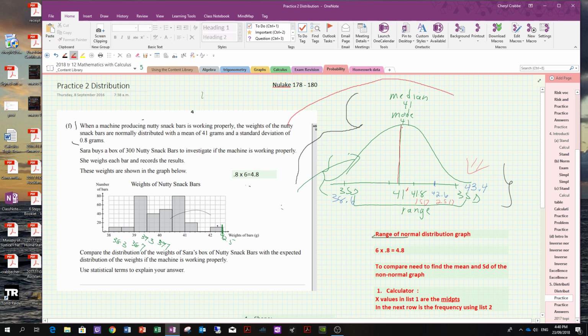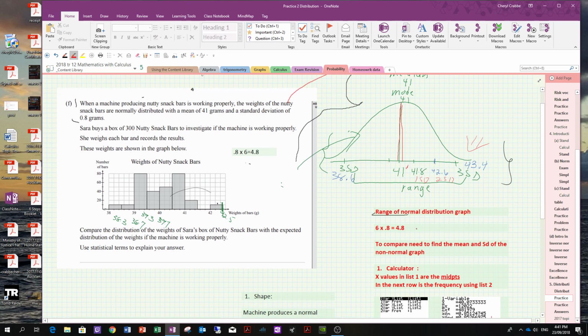Which has a mean of 41, and 3 standard deviations away is 43.4, and 3 standard deviations away over here is 38.6. So we get a graph that looks like this. Now if you want to do a quick calculation of the range, which is one of the things that you want to do because that has to do with spread, then the range of any normal distribution graph is just 6 times its standard deviation, because you're looking at the entire range, 3 on one side, 3 on the other, so 6 times 0.8, which is 4.8.